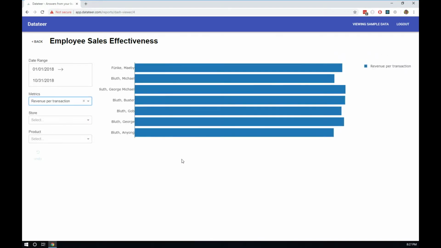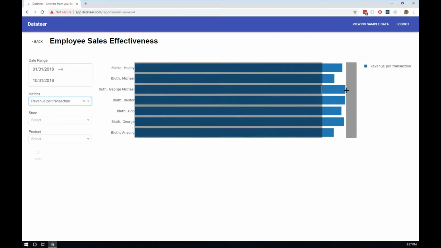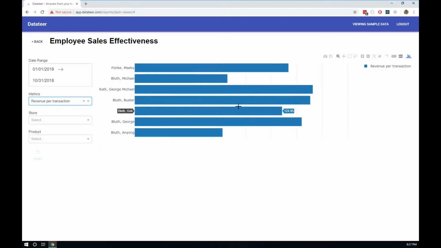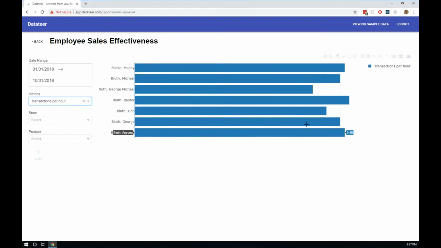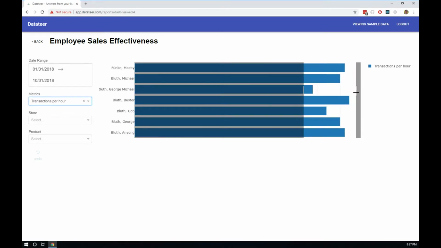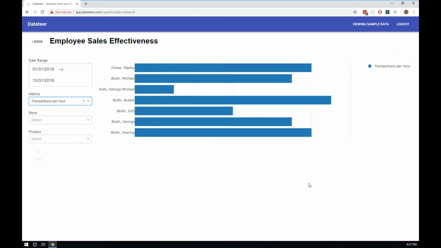We can show revenue per transaction, which is similar, but can also show if the employees are upselling effectively. So Michael has $120.56 compared to George Michael, who is $127.26. Revenue per transaction is that metric. And transactions per hour could show if somebody's just working a busier time than others, but it also may show if they're working the floor effectively and drawing customers in and converting walk-ins into sales.